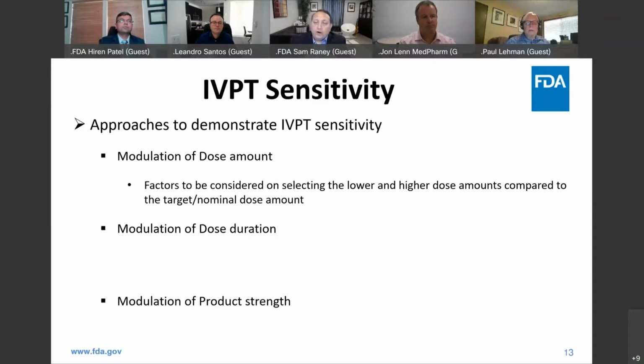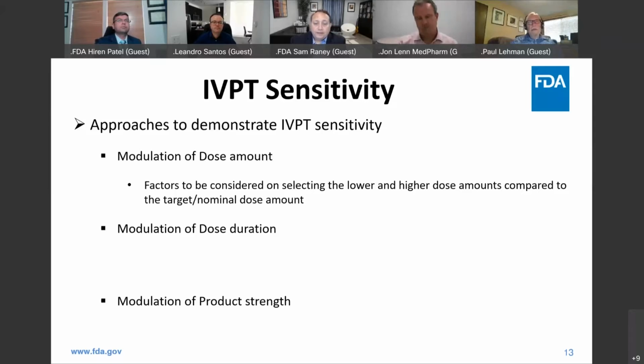So I think this is something that I'd be interested in. Is this a place where IVPT sensitivity studies can be streamlined? What are your thoughts on the value of that lower dose, especially because sometimes that lower dose may put you into a place where it's really hard analytically to get the quantification?